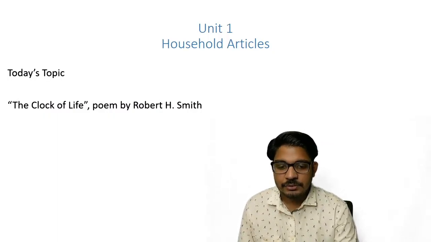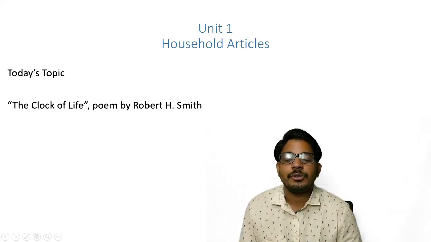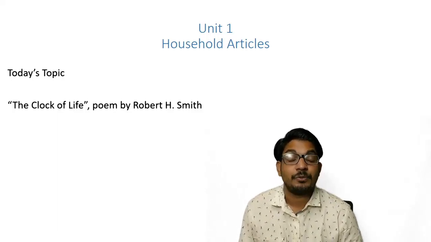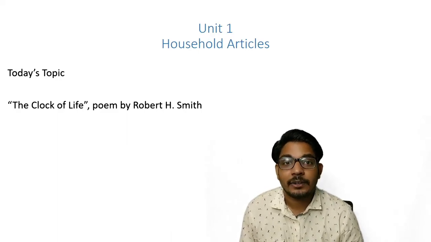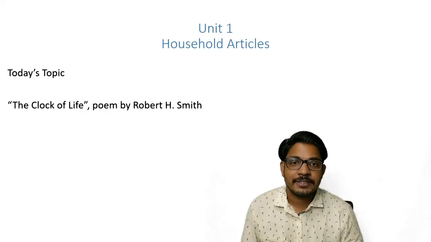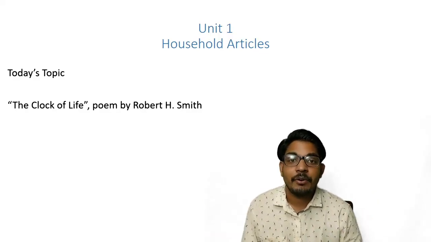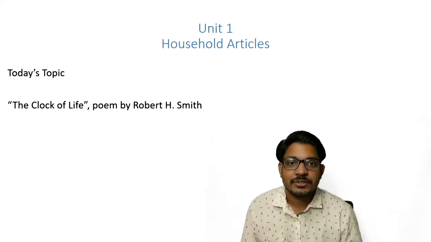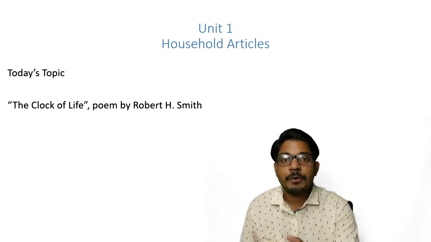Okay. So, today in this chapter, we are going to study a poem, and the name of the poem is The Clock of Life. So, do you know who writes a poem? What do we call a person who writes a poem? We call him a poet. Do you know the name of the poet who wrote the poem The Clock of Life? It is Robert H. Smith.